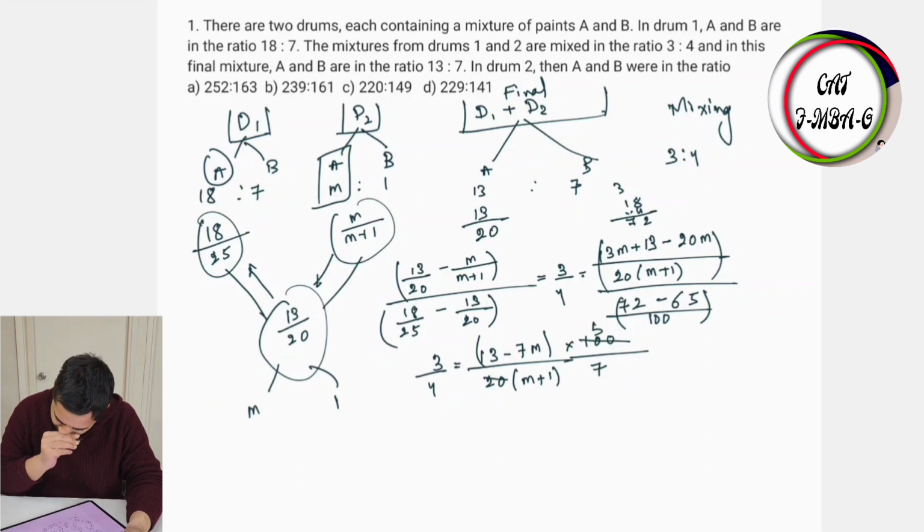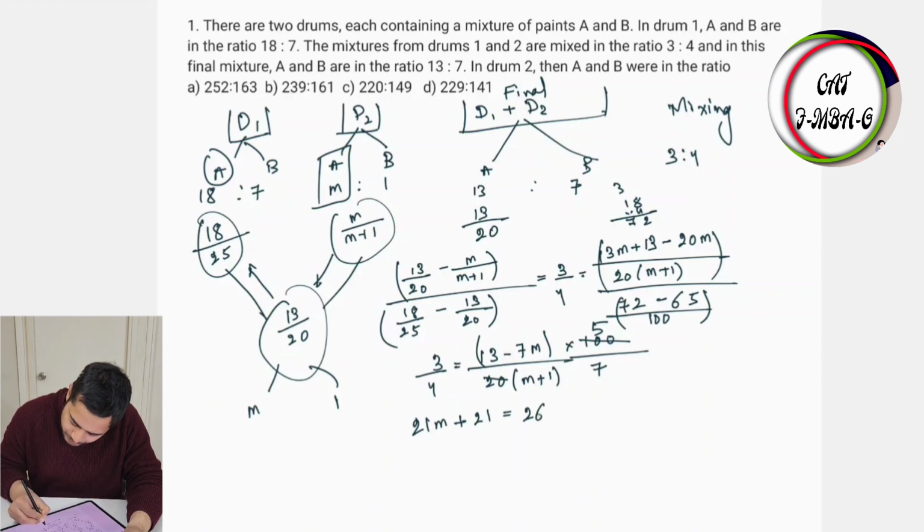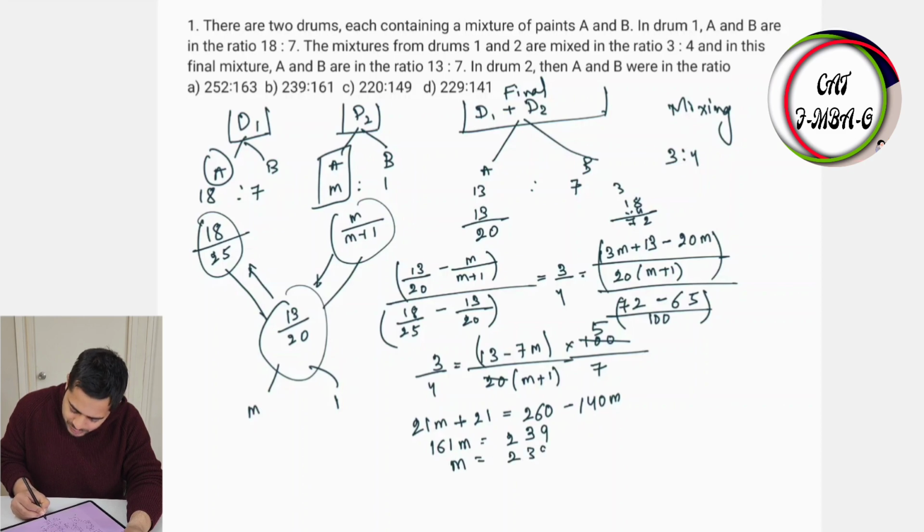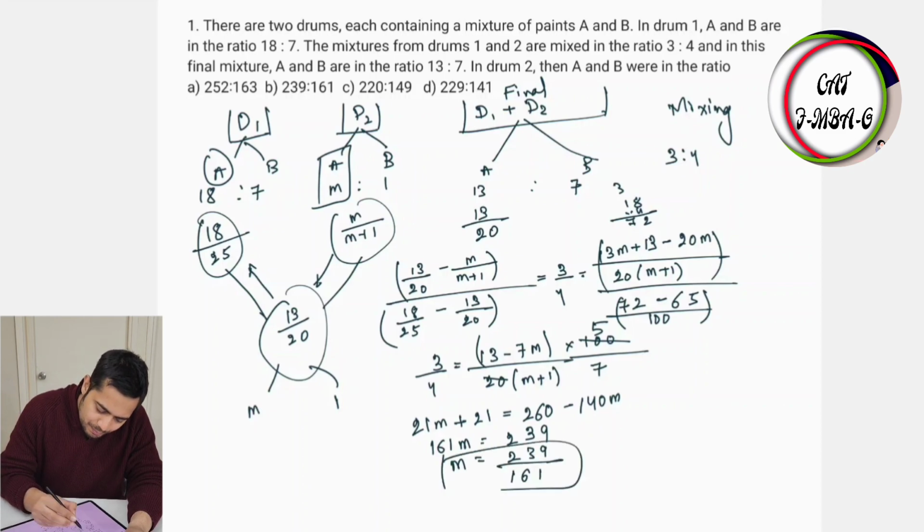So 5. So 21M plus 21 is equal to 260 minus 140M. So by solving this, you can get 161M is equal to 239. So M is equal to 239 by 161. So A and B are mixed. So in drum 2, A and B are in the ratio M:1, so 239 is to 161. So option B is your correct answer.